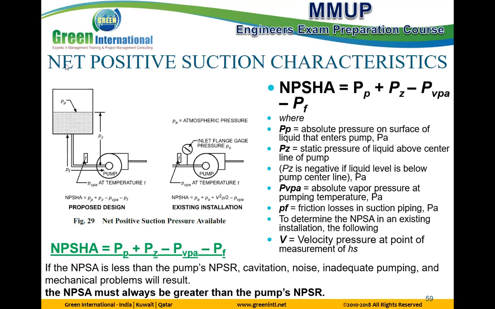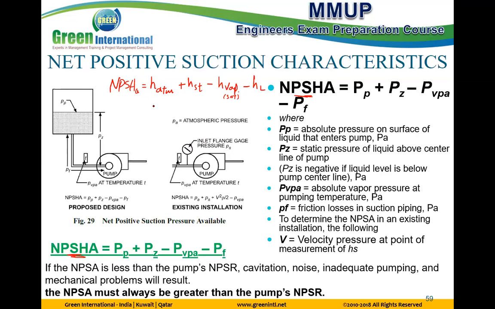Finally, we can write the equation like this: net positive suction head available is equal to H atmospheric plus H static minus H vapor or saturation, both the same, sometimes we mention saturation, minus H losses. This equation is the same as the previous one, not different, but that one is in pressure form. Normally in the exam, we calculate it in head form.